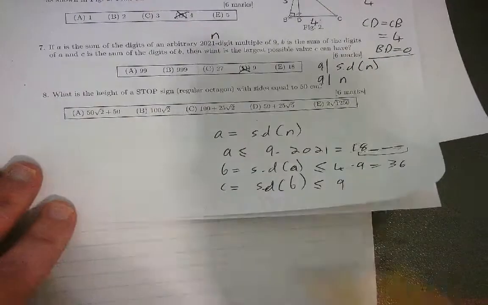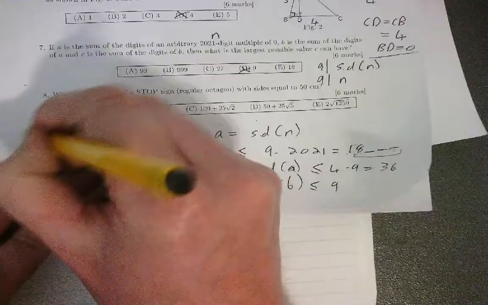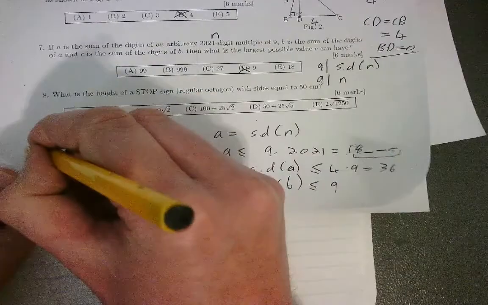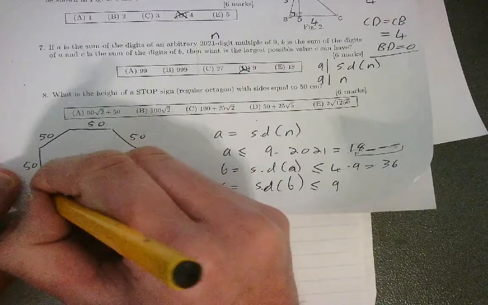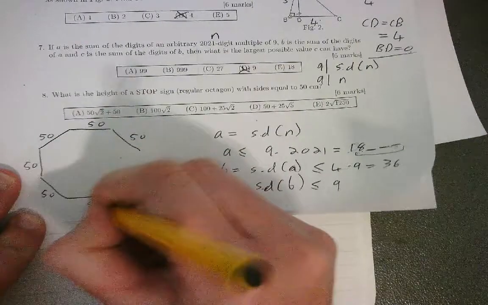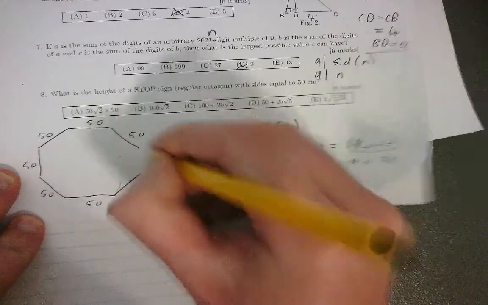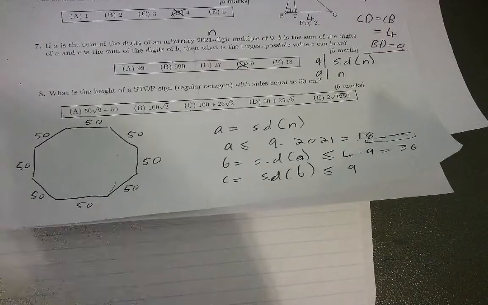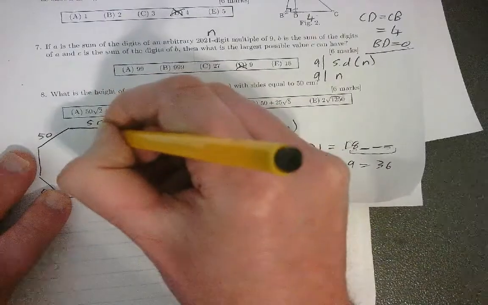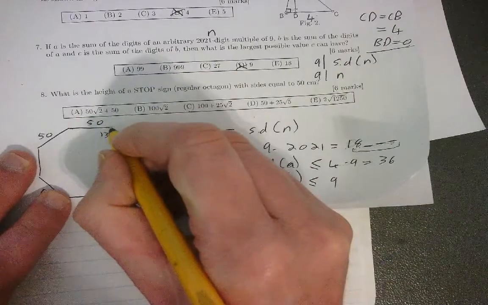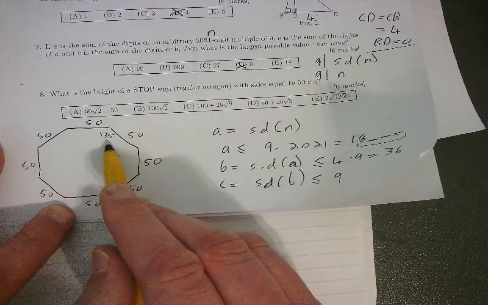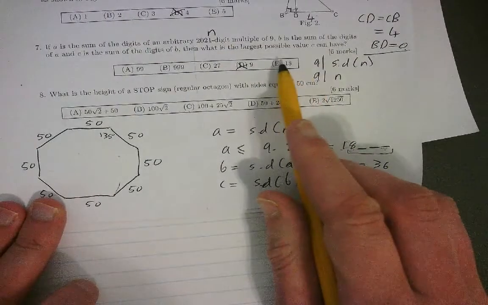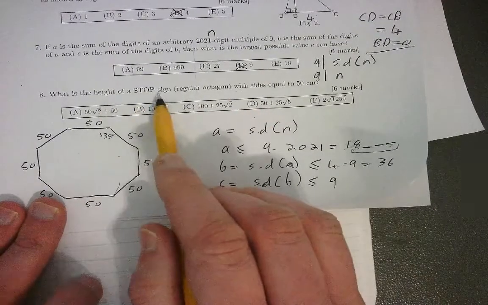Okay, let's look at question number 8. We've got an octagon. Its sides are all 50. Now, a little bit later on, I'll prove in like a tangent that all of these angles over here must be equal to 135 degrees. Now we are asked, what is the height of the stop sign?